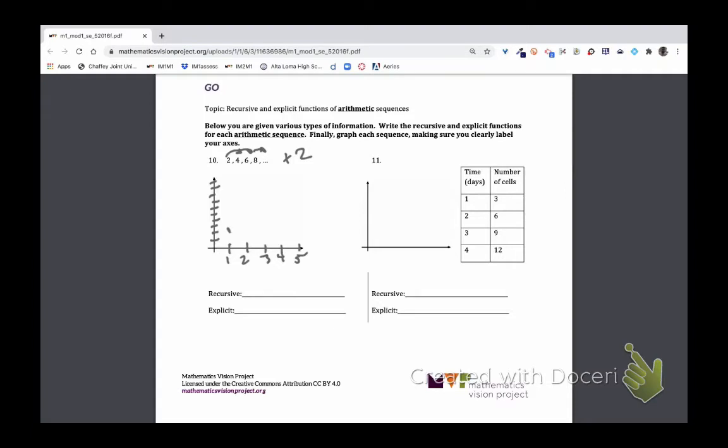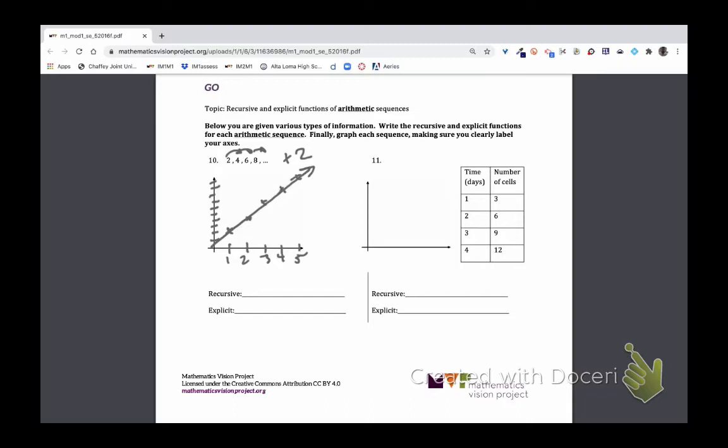So step 1 had 2. Step 2 had 4. Step 3 had 6. Step 4 had 8. Step 5 had 10, and so on. So you should be able to create a straight line, and that's not perfect. There we go. Pretty good.